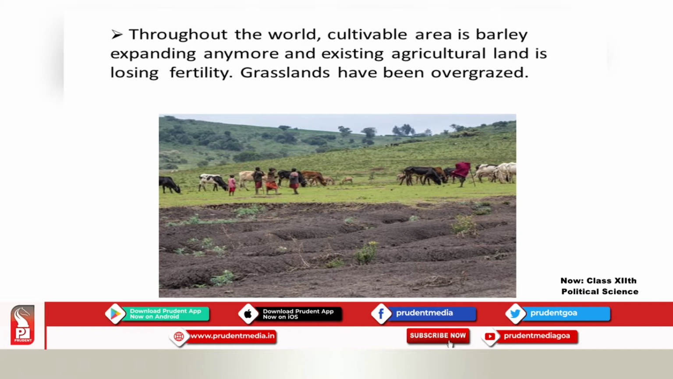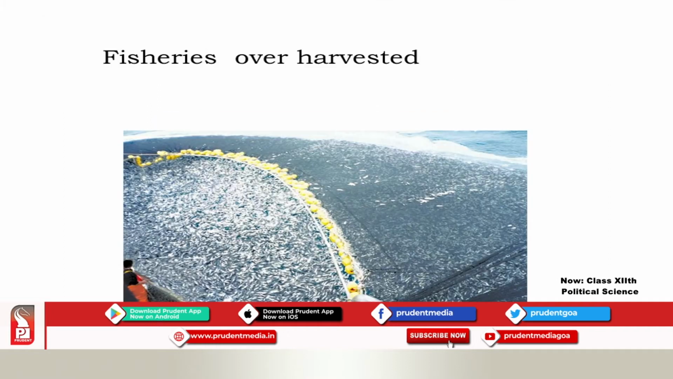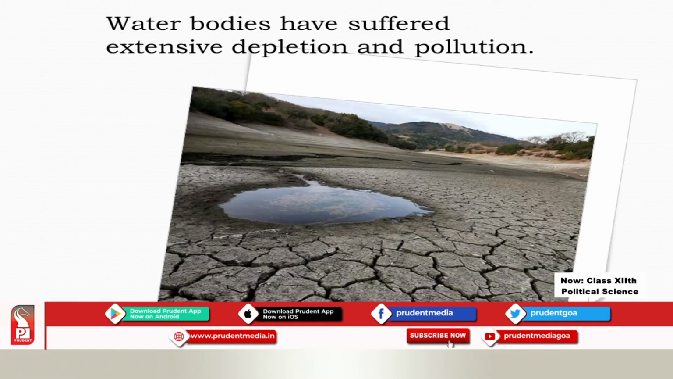Yes, it is related to agriculture. So throughout the world, cultivable area is barely expanding anymore, and existing agricultural land is losing fertility. Grasslands have been overgrazed, fisheries overharvested, water bodies have suffered extensive depletion, maybe because of different activities, maybe because of mining and other activities. Water bodies are depleting.